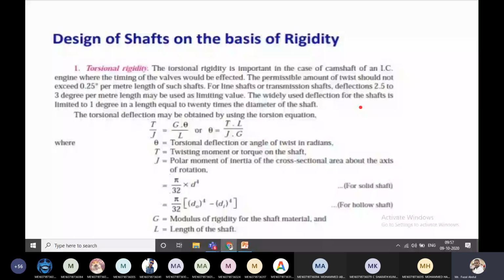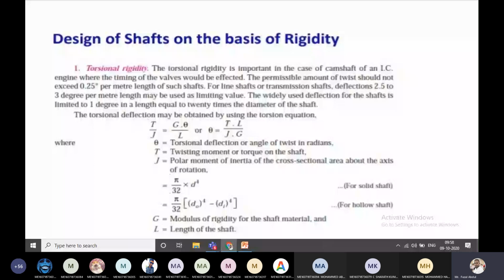Otherwise, when a shaft is supported in two bearings and gears or other pulleys are mounted on it, as you have seen in the video, the shaft is subjected to lateral deflection when it rotates at high speed. We need to overcome such kind of failure in the design of the shaft.